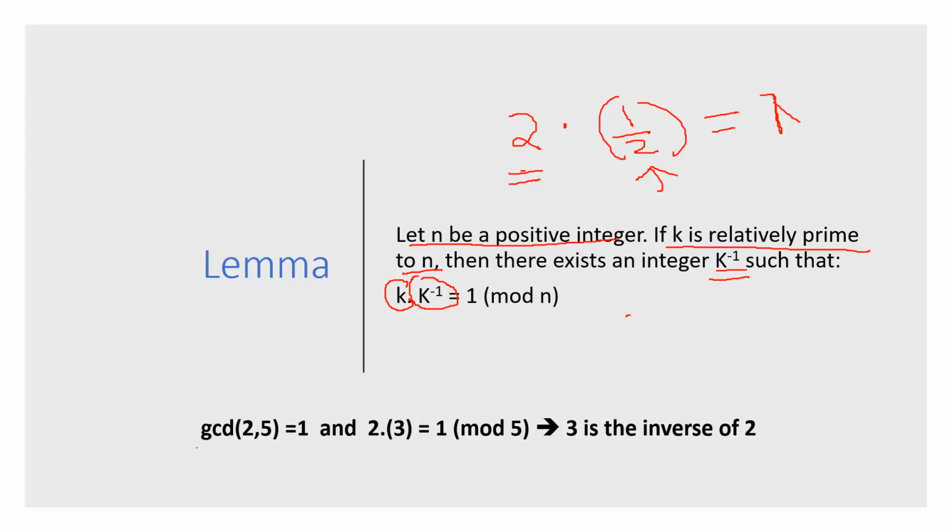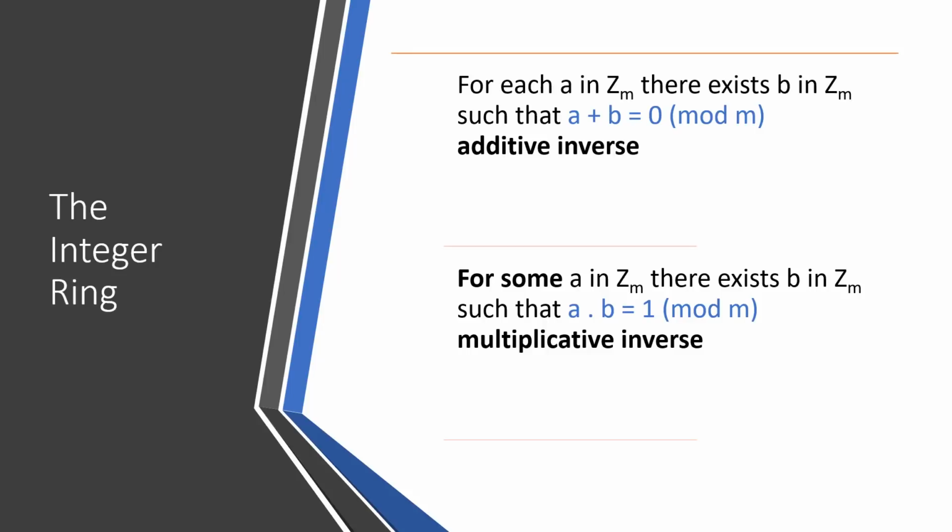So let's take a look at this example here. The GCD of 2 and 5 is 1, and therefore we will be able to find an inverse of 2 in modulo 5 arithmetic. Now we notice that 2 times 3 is 6, which is congruent to 1 mod 5, which means 6 minus 1 is divisible by 5. Therefore we claim that 3 is the inverse of 2. That means 3 times 2 is congruent to 1 mod 5. If 3 is the inverse of 2, 2 is the inverse of 3.